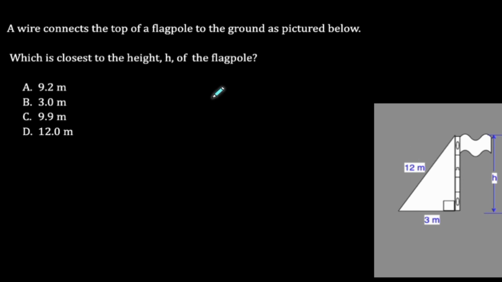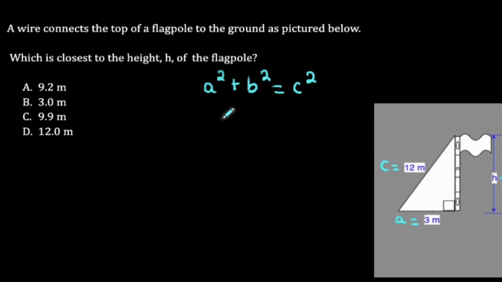So this is letting me know that this is the hypotenuse, and when I hear the word hypotenuse, I think Pythagorean theorem. So I'm going to set up that formula: a squared plus b squared equals c squared. I notice that I have a value of 3 meters here, 12 meters here, and of course we do not know what the height is yet. That's what we're looking for. So I can say that this is c, we'll call this a, and we'll say that h is b.